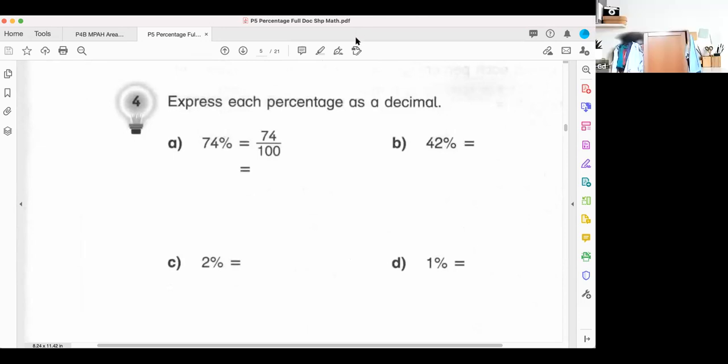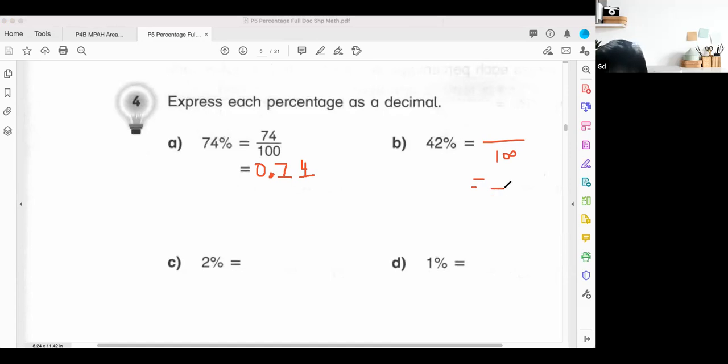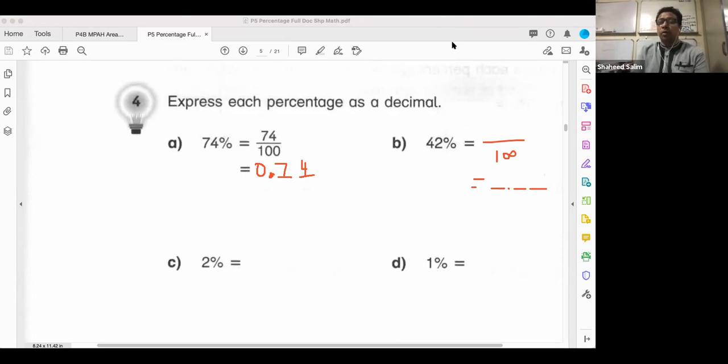I see. Okay, now here we go. Down here now, how do we change this? 74 over 100. Over 100 means you put a dot here. If it's over 100, you must have 2 spaces. So you write the 4 here, the 7 here, and put a 0 in front. Can you try for the rest? You change it to fraction first, over 100, then change it. You try to fill up. You can do this.